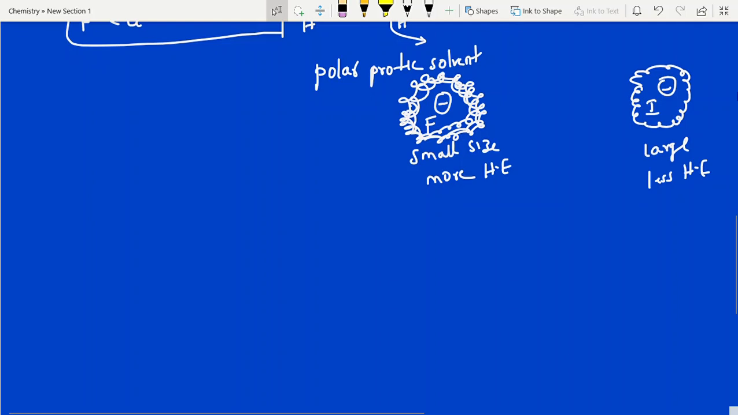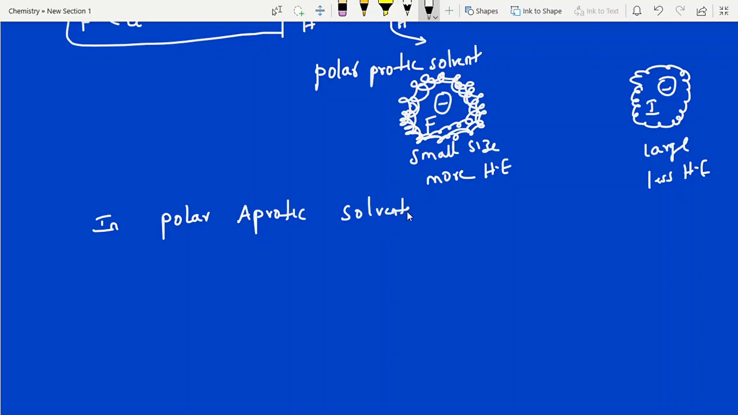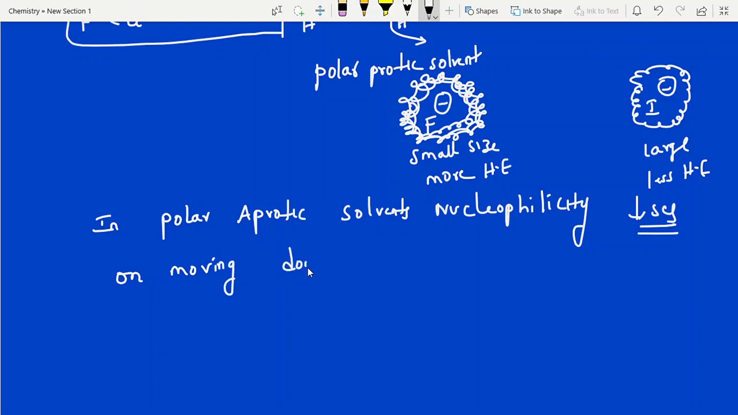Nucleophilicity in polar aprotic solvents. In polar aprotic solvents, nucleophilicity decreases on moving down the group. Clear? That's it.